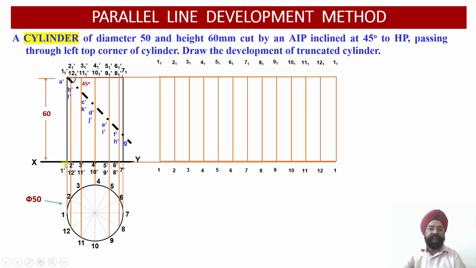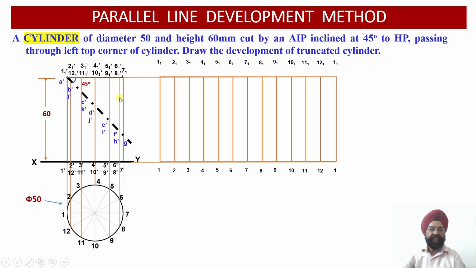So A1 dash and 11 dash has been cut by the cutting plane at point A dash. Similarly, 2 dash and 21 dash has been cut by the cutting plane at a point whose name is B dash. Similarly, the vertical projector, that is 3 dash and 31 dash, has been cut at C dash. 4 dash and 41 dash has been cut at a point D dash. 5 dash locus line has been cut by E dash. 6 dash locus line has been cut by F dash. 7-1 locus line has been cut by G dash.